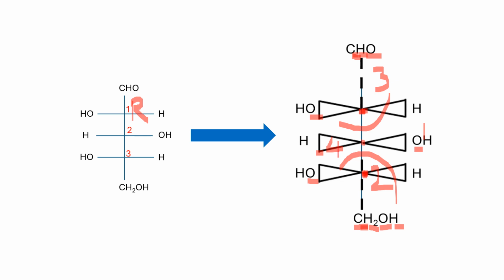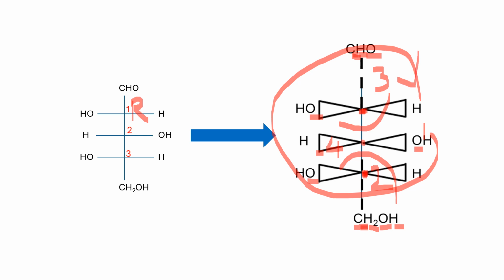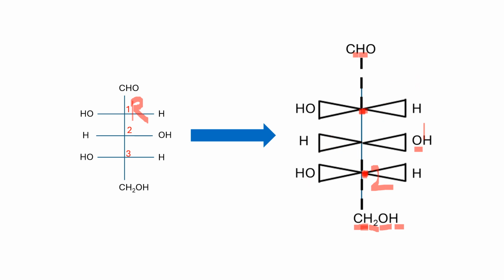Let's check the pattern starting from 1. 1, 2. So this is clockwise. Is it R now? No, it is not R because hydrogen is in front. So we have to revise our answer. So it is S. The second carbon is S.